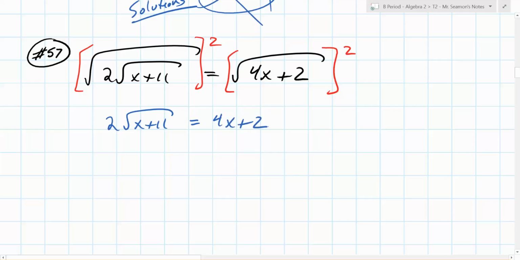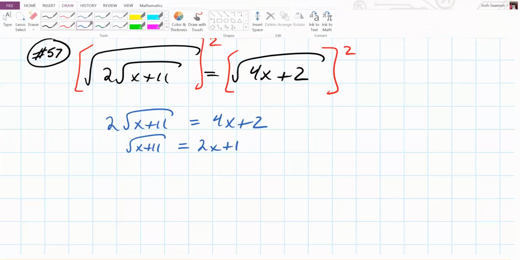We can nicely simplify this before we square again. What can we divide by? 2. If we divide everything by 2, what are we left with on the left? x plus 11. The square root of x plus 11 equals 2x plus 1. Now what do we do to both sides?